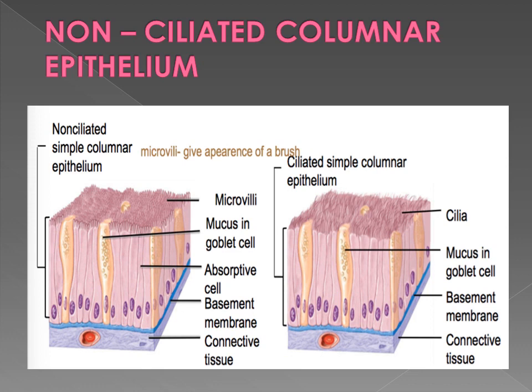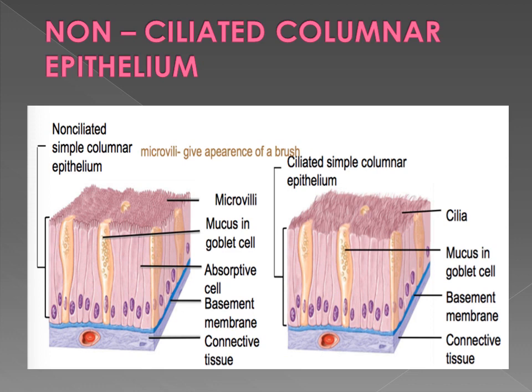Then another one we said, non-ciliated columnar epithelium. So now we talked about the ciliated epithelium, and the second one is non-ciliated epithelium. Here I displayed two figures. One is the non-ciliated simple columnar epithelium. Another one is the ciliated simple columnar epithelium. So can you differentiate both figures? In the first one, no cilia are present. But in the second figure, the hair-like projection is very clear.